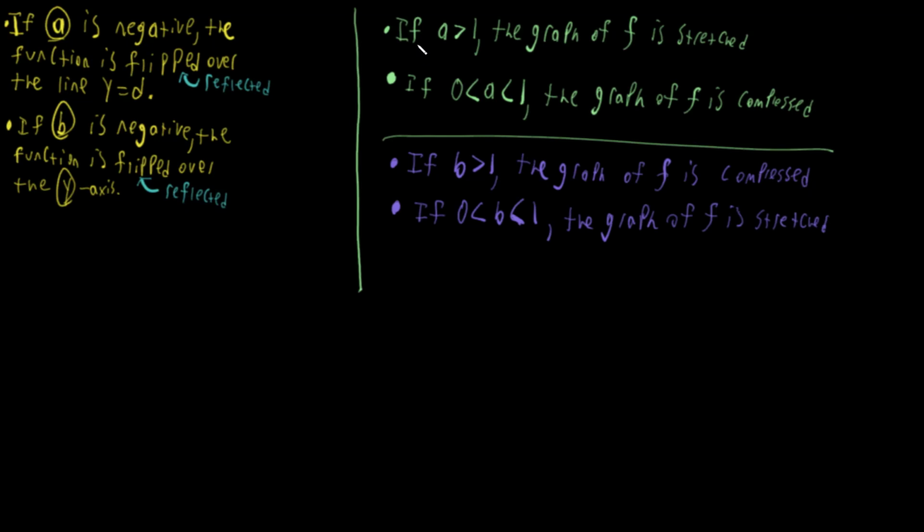All right, so if a is greater than 1, the graph of f is going to be stretched. If a is between 0 and 1, that is, if a is a fraction, the graph of f is going to be compressed. B works exactly opposite. So if your a is a whole number that's bigger than 1, any real number bigger than 1, really, your graph is going to be stretched. If it is a fraction, it'll be compressed. For B, it's the opposite. If it's bigger than 1, it's going to be compressed. If it's between 0 and 1, it's going to be stretched.